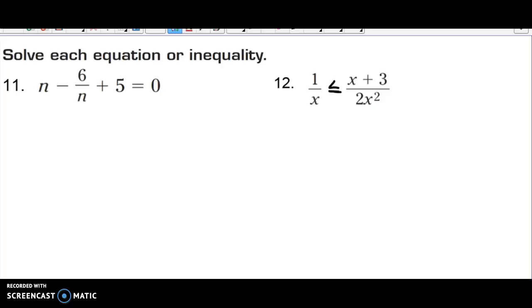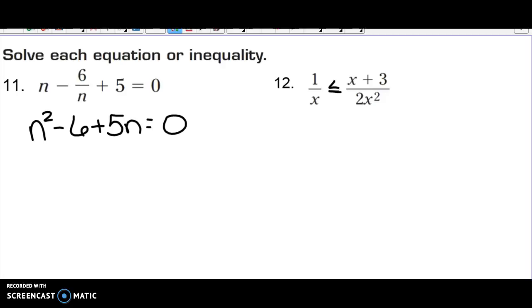Now, here's another thing you can do. You can just multiply everything by n to get the n out of the denominator. So let's try doing that. You get n squared minus 6 plus 5n is equal to 0. There you go. So that might be an easier way to do it. If you only have one thing in the denominator, just go ahead and do that.